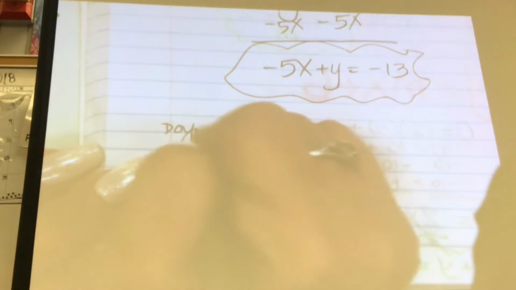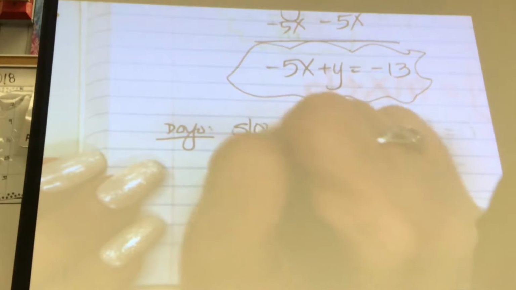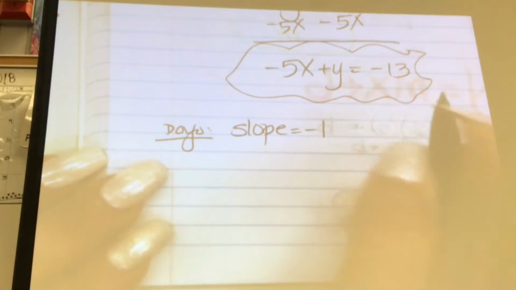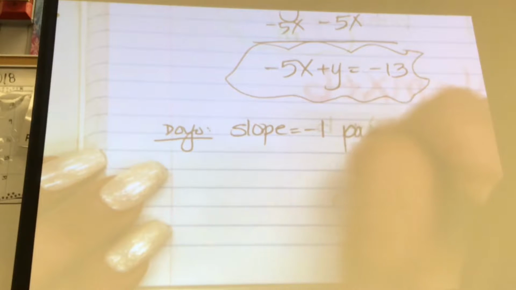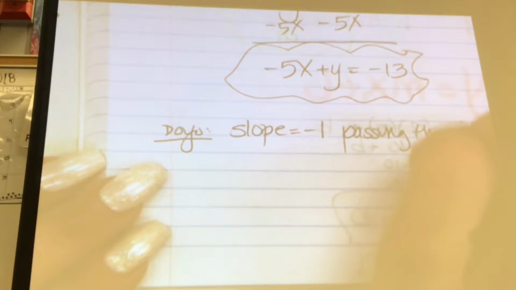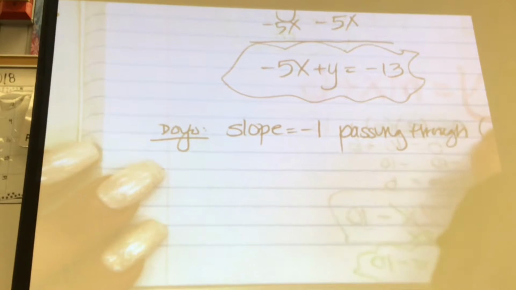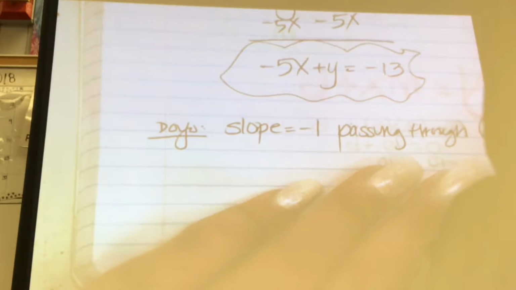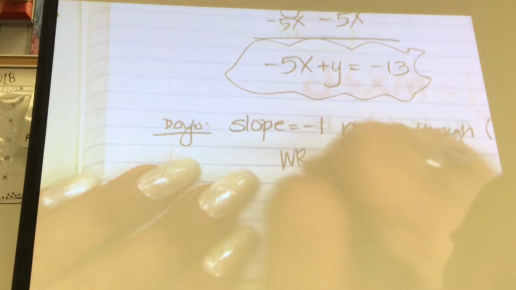All right, here's your do on your own. If the slope is -1, passing through (2, -2), write in standard form.